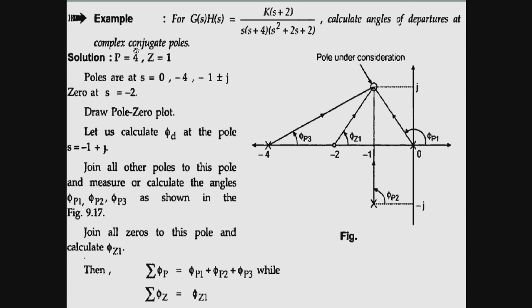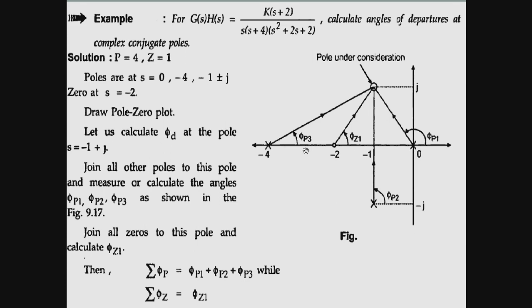Now let me take a simple example here. Calculate the angle of departure at the conjugate poles. He has asked for only conjugate poles here. So let me take p equal to 4 here, since 1 squared plus 1 squared... total we have 4, and 0 we have 1 here. So poles are at 0, minus 4, and one more, minus 1 plus or minus j. The zero is at minus 2.